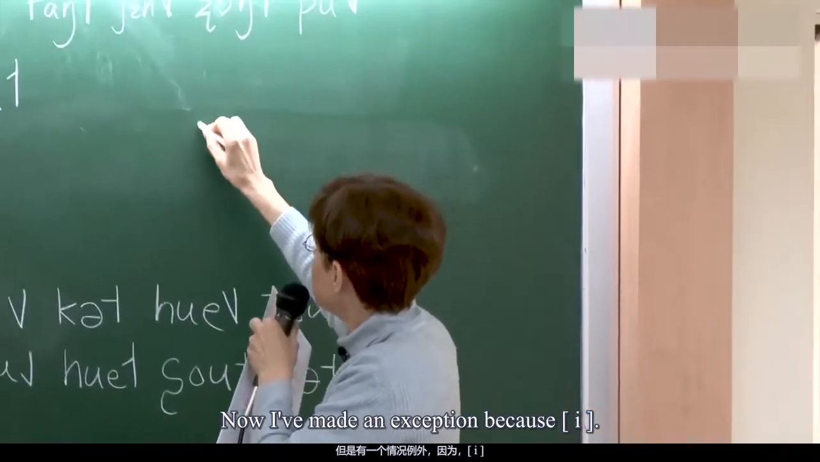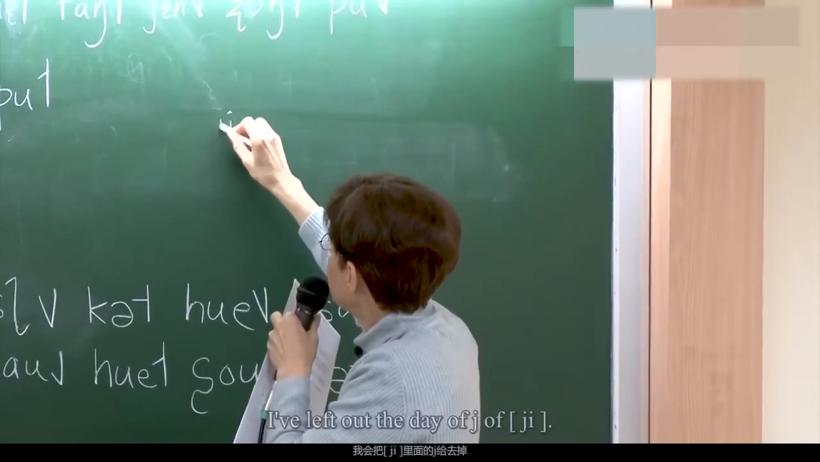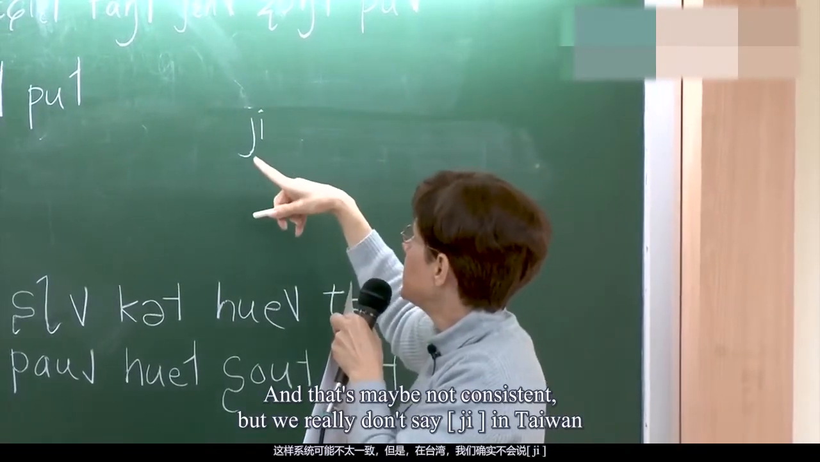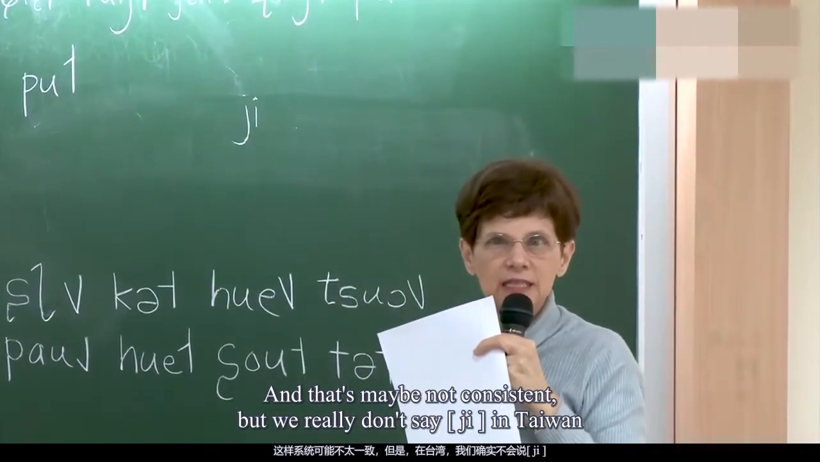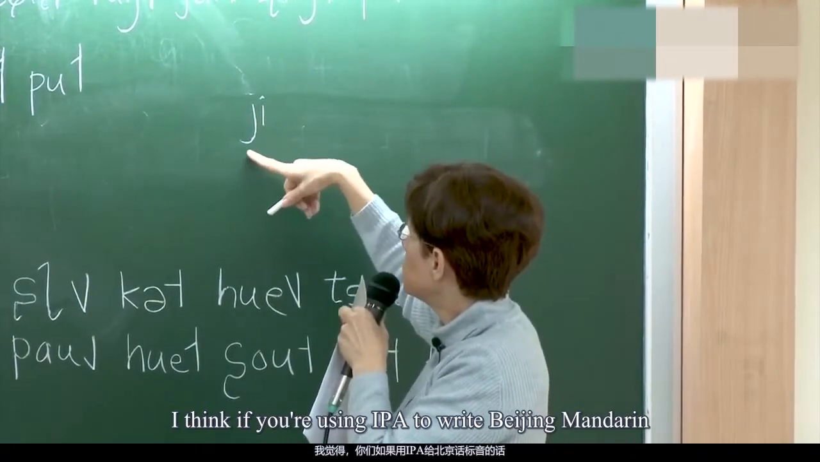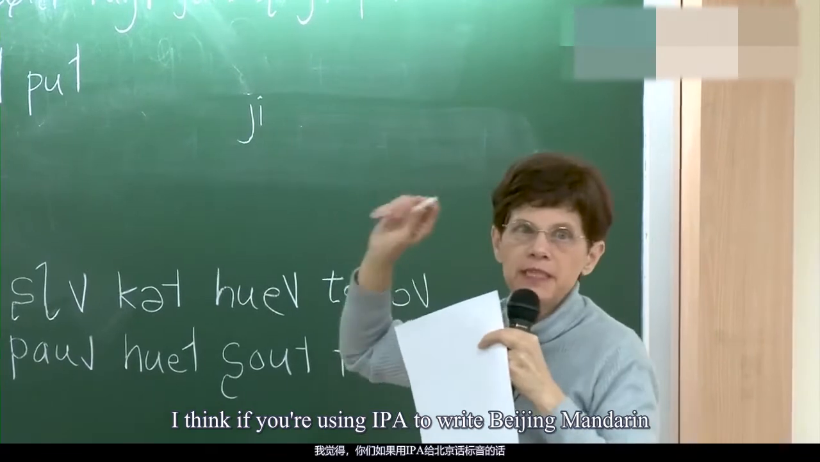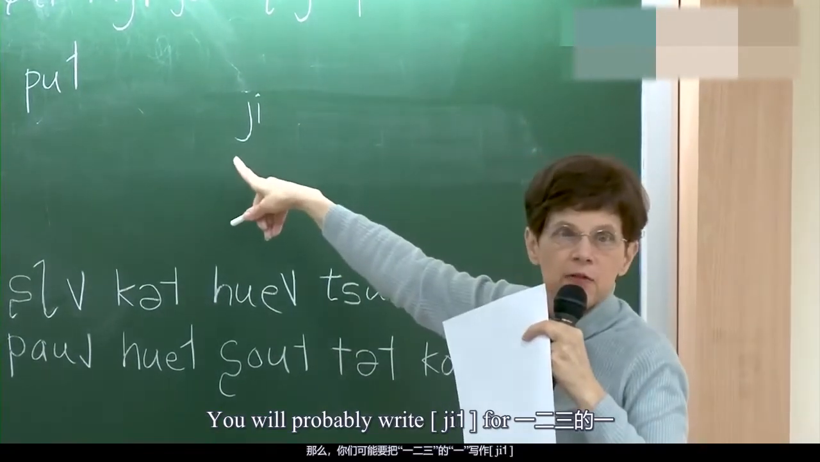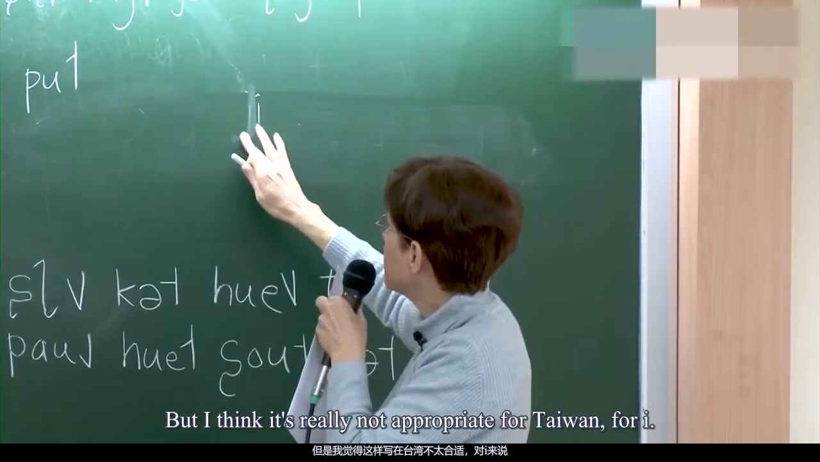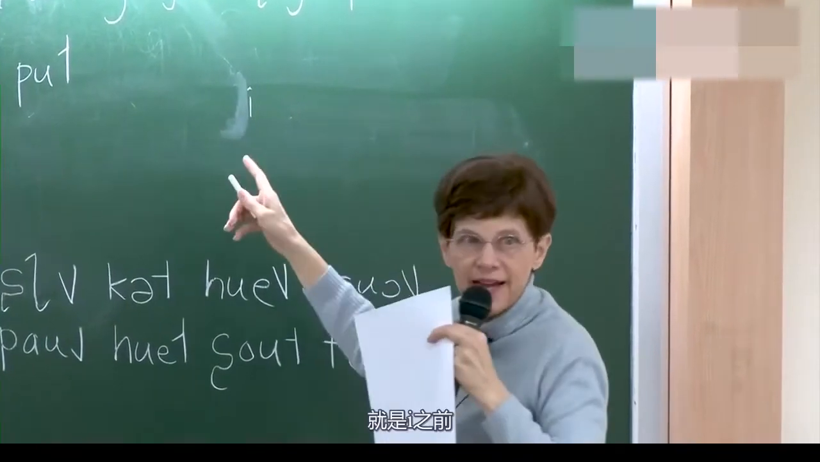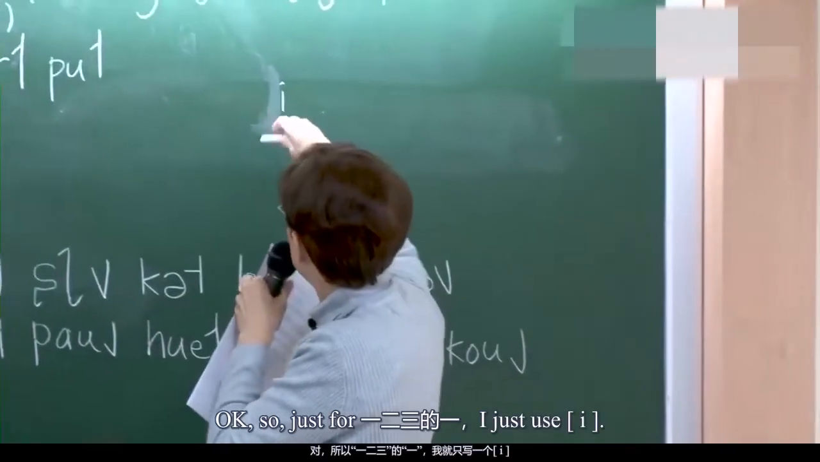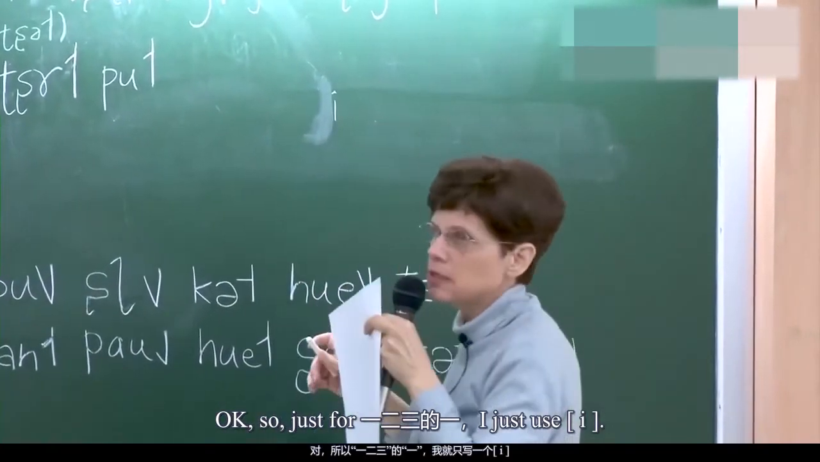Now, I've made an exception because E, I've left out the J of E. And that's maybe not consistent, but we really don't say yi in Taiwan, and that's why. I think if you're using IPA to write Beijing Mandarin, you will probably write yi for E or 三的 E, 会写个 J. But I think it's really not appropriate for Taiwan, for I, 就是 I 之前. Okay, so just for E or 三的 E, I just use E.